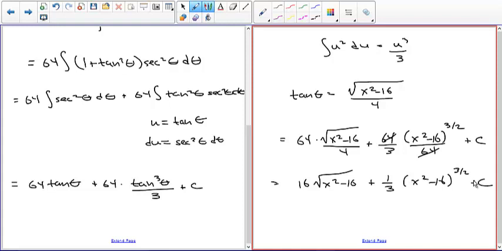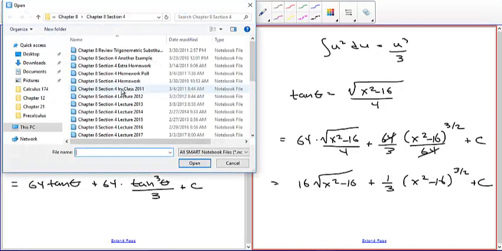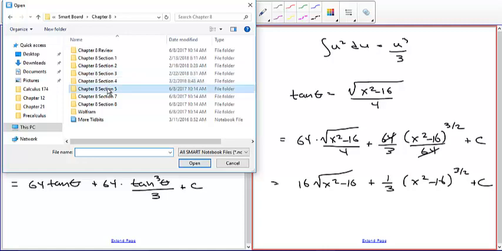Okay, so that's it for right now for trig substitution. We're going to go to the next section, which is partial fractions.